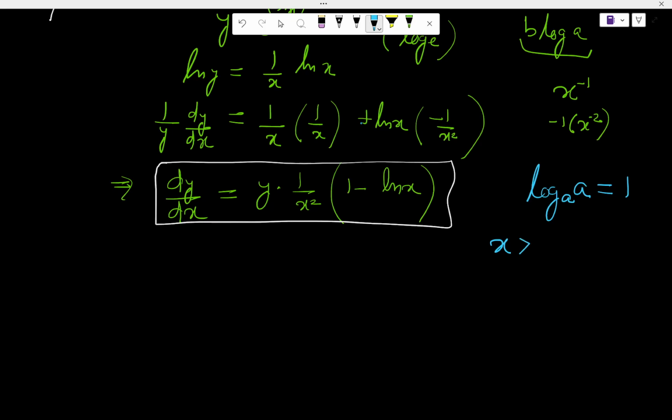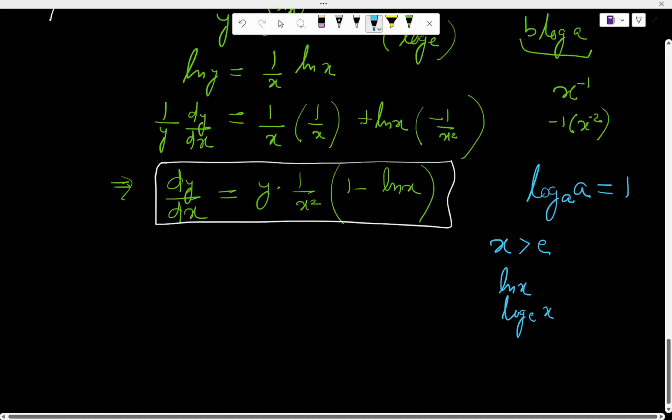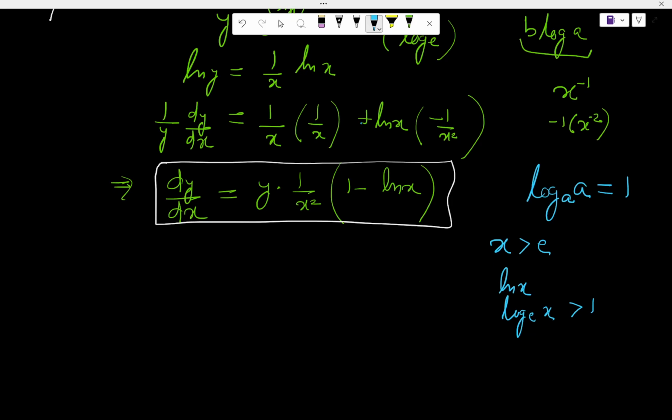But as x is more than e, what will happen to ln x? Log base e of x, as x is more than e, this becomes more than 1. If this is more than 1, look at this derivative, x to the power 1 by x upon x square. I'm interested in e to pi, right? So I can just keep e as open for now, because at e it is 0. We know that the derivative is 0 at e. So dy/dx at x equals e is 0.